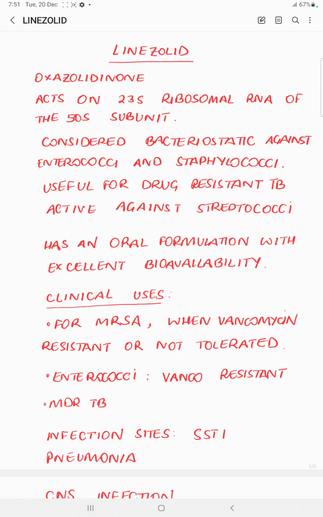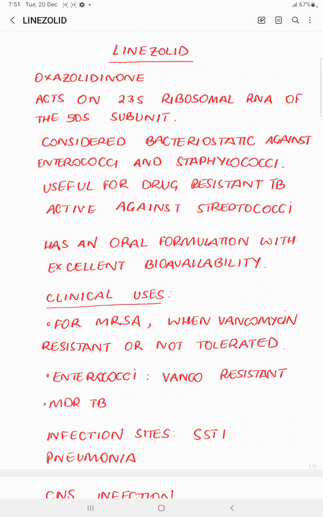It is also useful for drug resistant TB, where among the drugs, it is one of the favored drugs in combination therapy for multi drug resistant tuberculosis. It has activity against streptococci, where it is actually considered to be bactericidal.